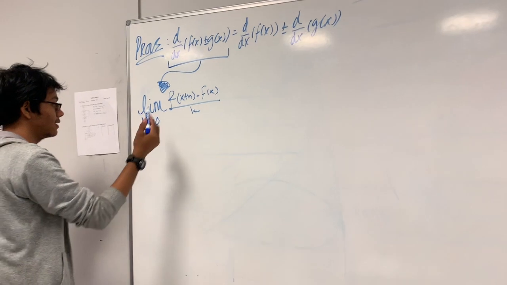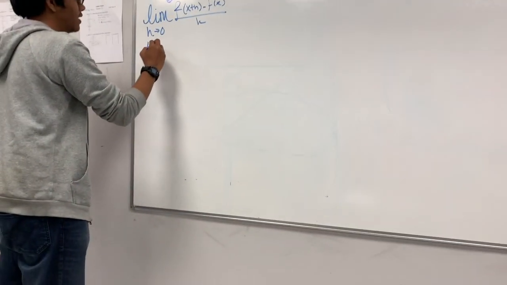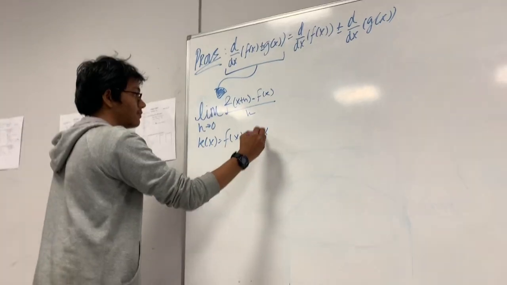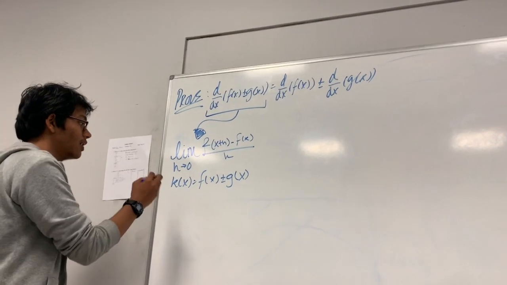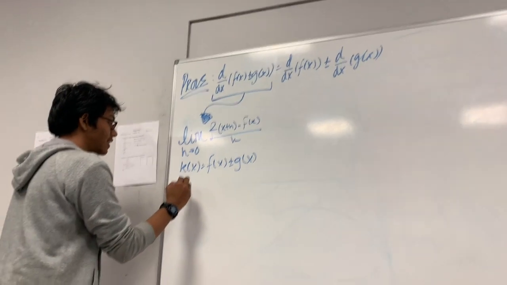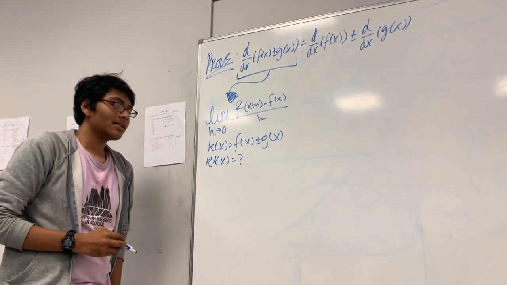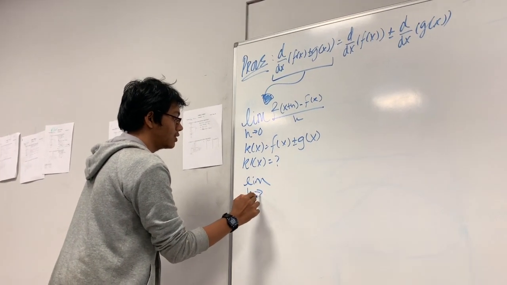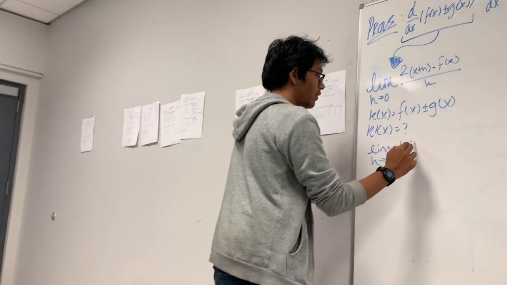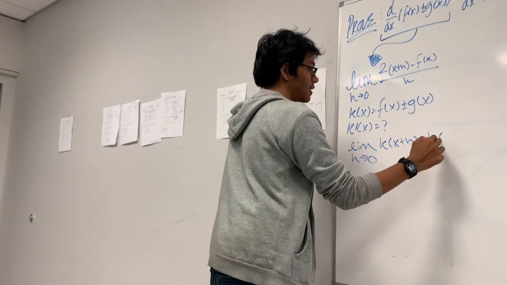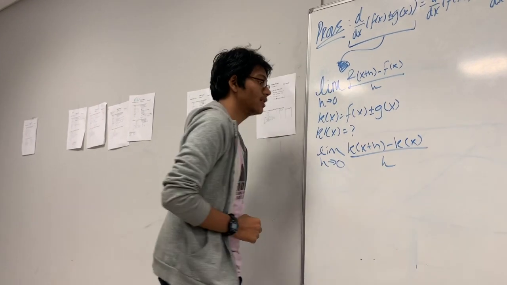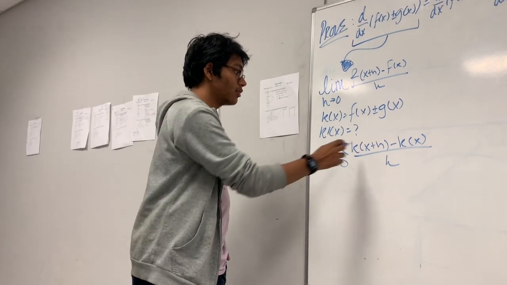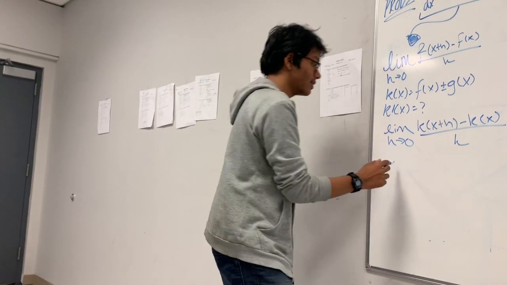Well, in this case, let's call our function, I don't know, k of x, right? K of x is equal to f of x plus g of x, right? And we want to find the derivative of k of x. So our goal is to find k prime of x. So how do we do that? Well, we're going to do this. The limit as h approaches 0 of k of x plus h minus k of x all over h. So we know that k of x is equal to f of x plus g of x. So when we write k of x plus h, we can simply write that.